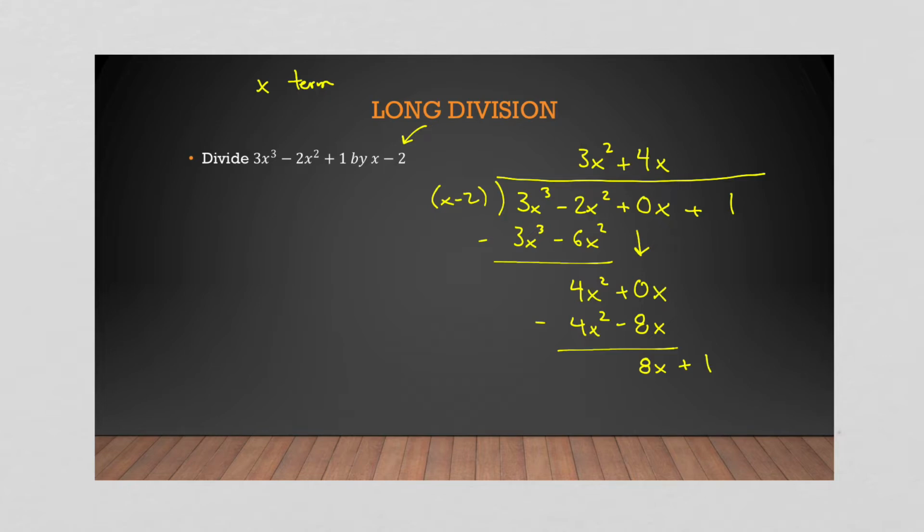Now, if you're proactively looking at this going, I need something that multiplies to 8x and then to 1, it's not going to happen. Well, your goal is to get rid of that 8x first. So plus 8, because now you get 8x, and then you get minus 16, which leaves us a remainder of 17. What that tells us is that x minus 2 is not a factor of my polynomial.